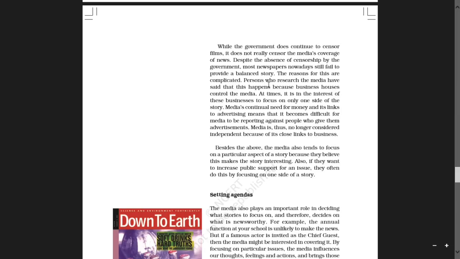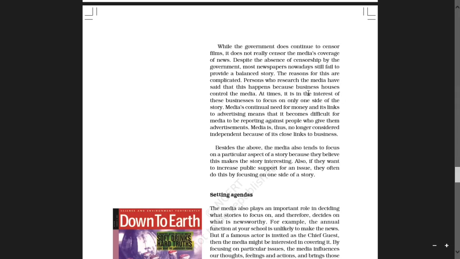Persons who research the media have said that this happens because business houses control the media. So the reasons for this are complicated. Complicated means difficult to analyze, boys. Persons who research the media have said that this happens because business houses control the media.